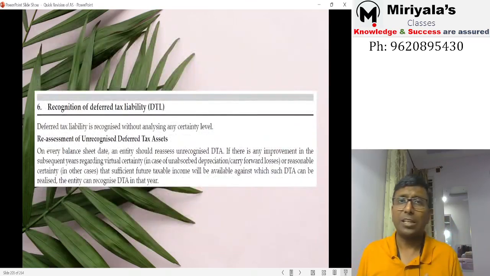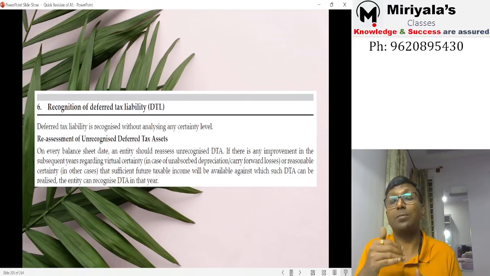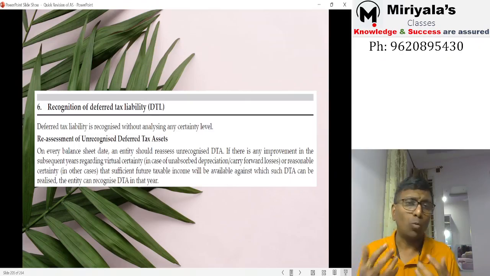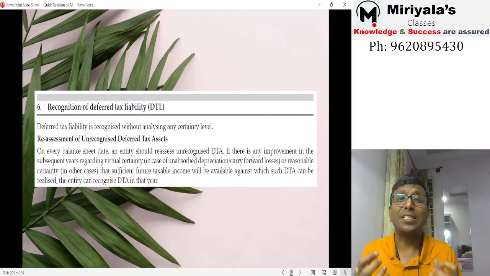Deferred tax liability, it's a liability. Liability means the liability account is credited, and expenditure is going to be debited. So here there are no restrictions as such. At the same time, reassessment of deferred tax asset and reassessment of deferred tax liability, both are supposed to be reassessed at the end of every year end. You are supposed to look at it.